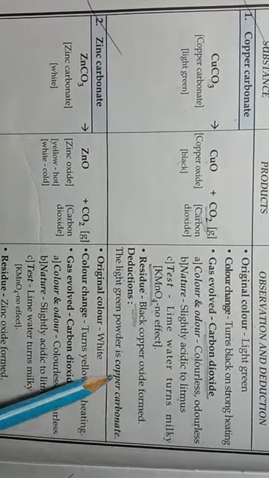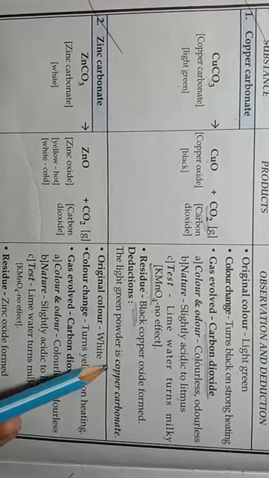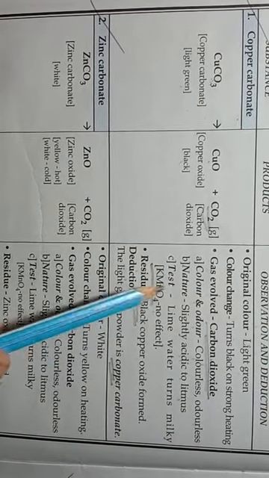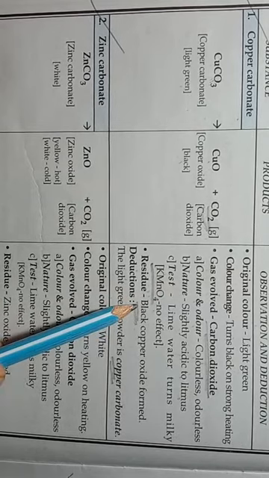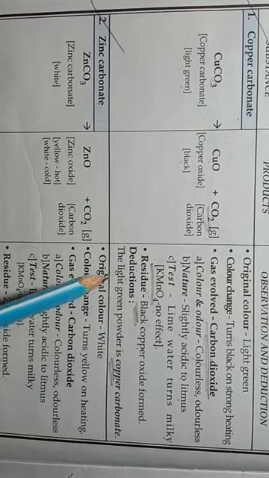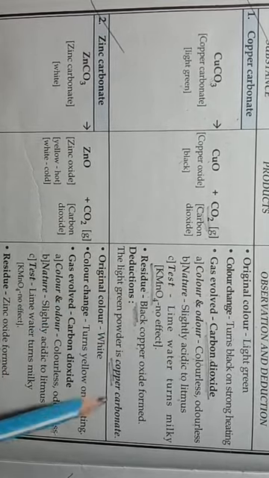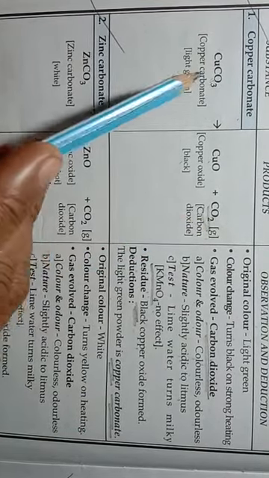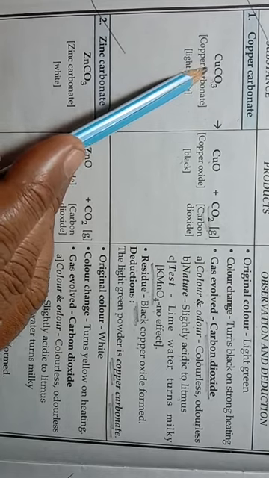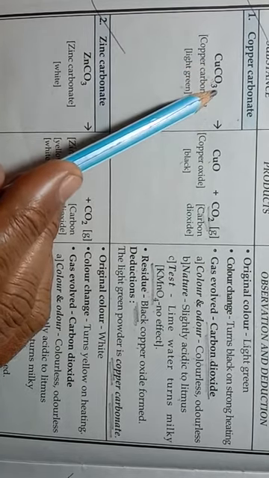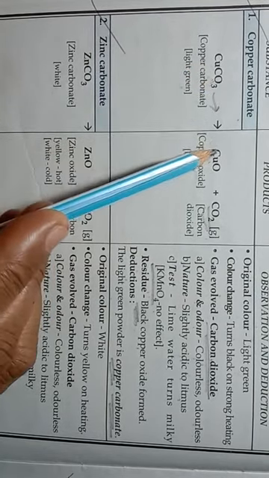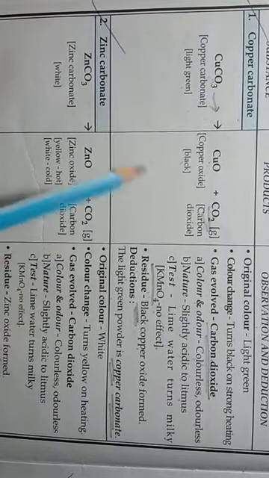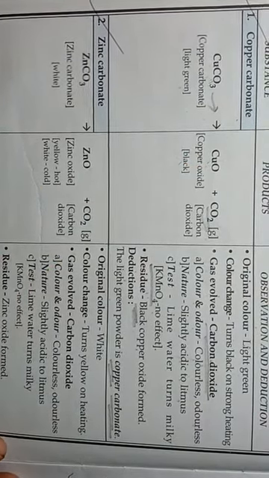So copper carbonate. Why copper? Because all these tests are there: a black solid is formed. And why carbonate? Because CO2 is formed. So the given substance should be copper carbonate, because a metallic carbonate when heated gets converted into its oxide and produces carbon dioxide.